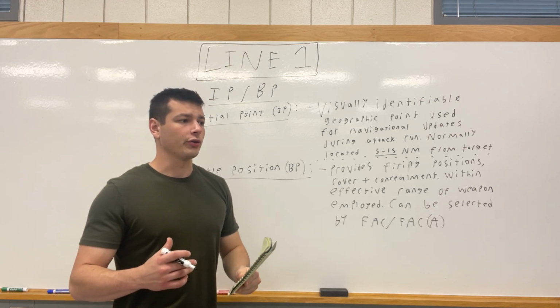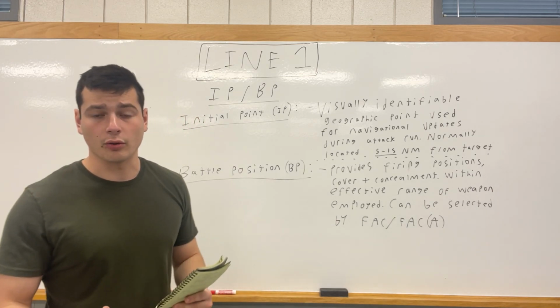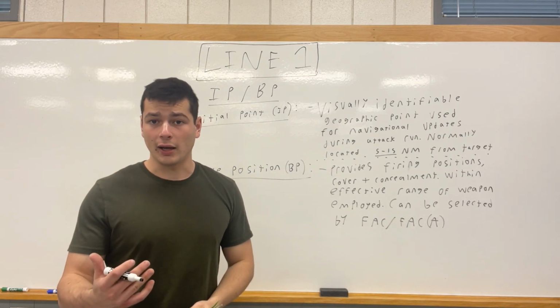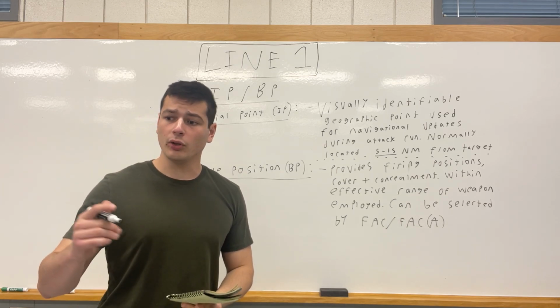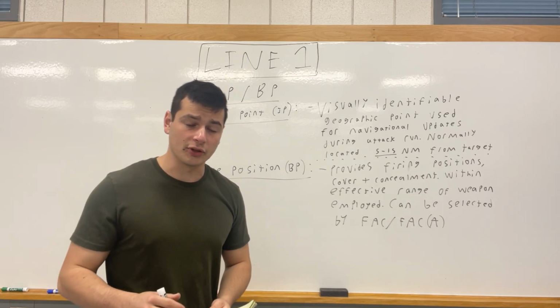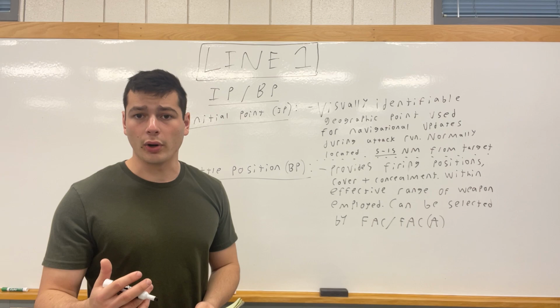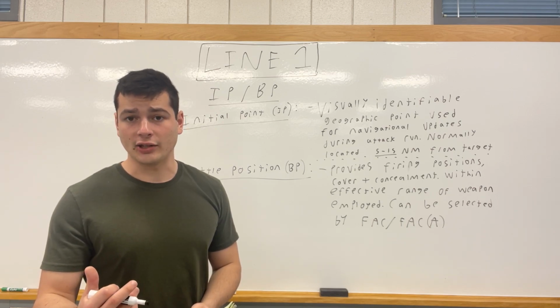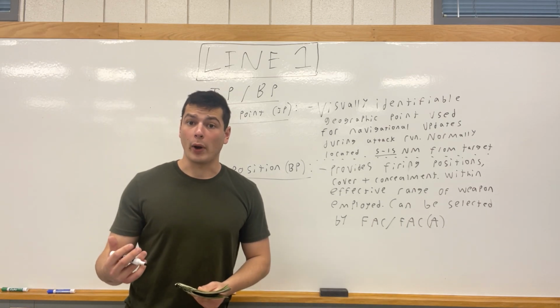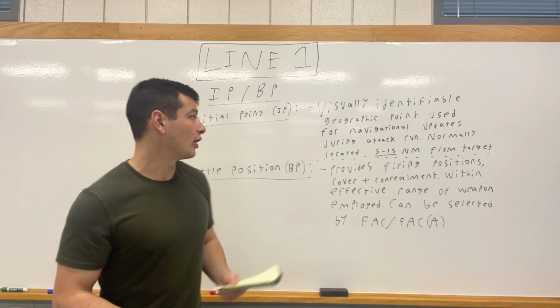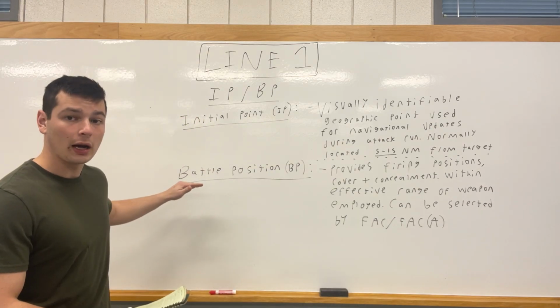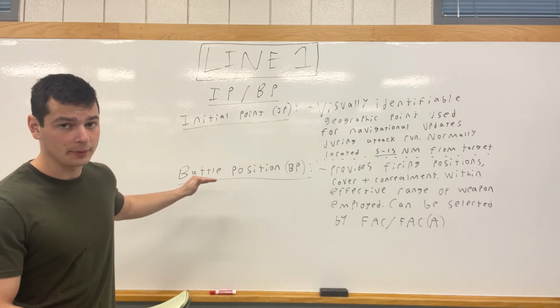So think if there's a mountain or a canyon or some other visually identifiable geographic reference, so that as the airplane comes in, once it hits that point, it'll update the JTAC, and the JTAC will know, okay, I am aware now of this aircraft's position. It's at the IP.